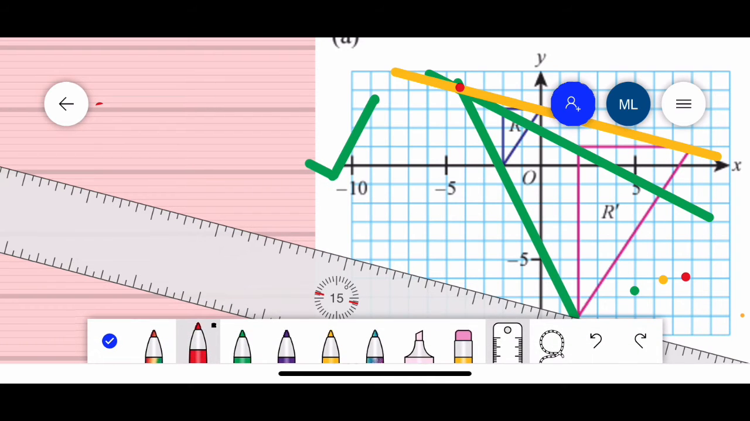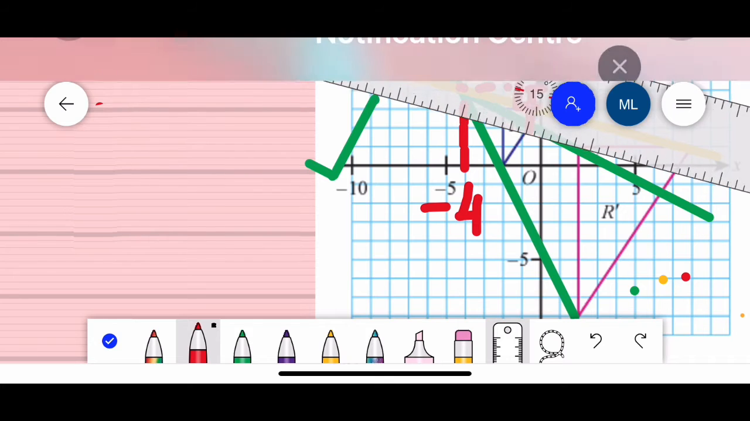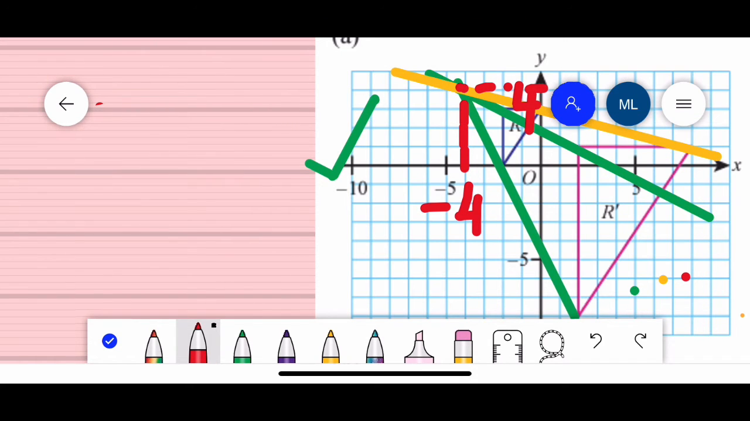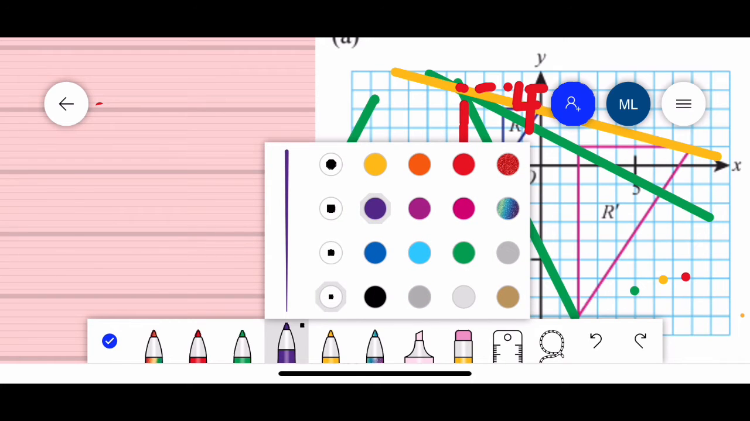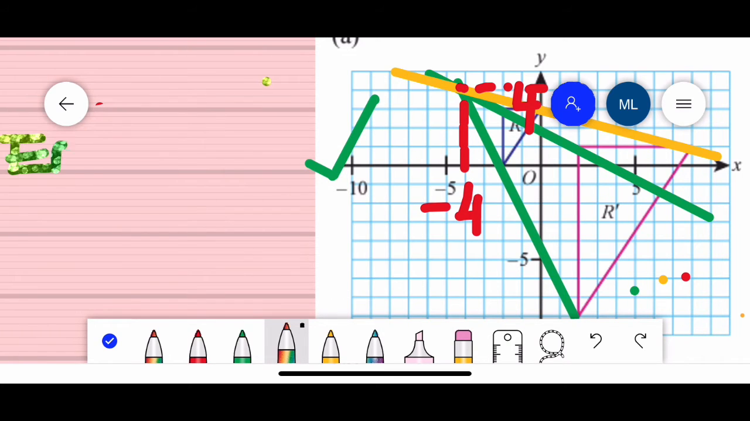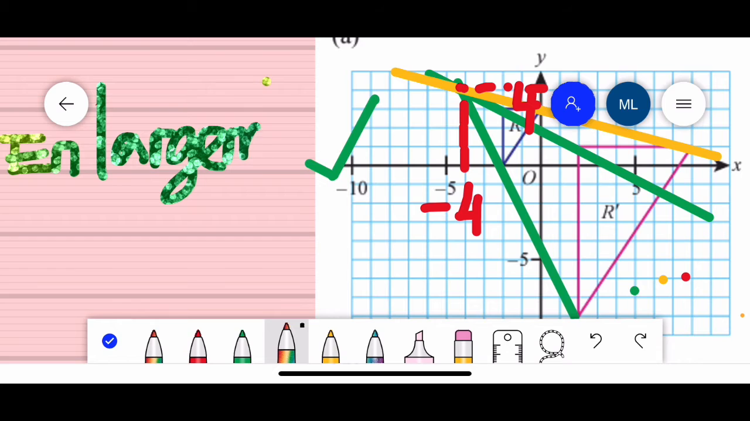The red dot represents the center of enlargement, which is -4 for the x and 4 for the y. So then we will describe this enlargement. Let's write down a sentence. Let me write down enlargement. The moment you write enlargement in the exam, you will be rewarded 1 mark. Make sure the spelling is correct.